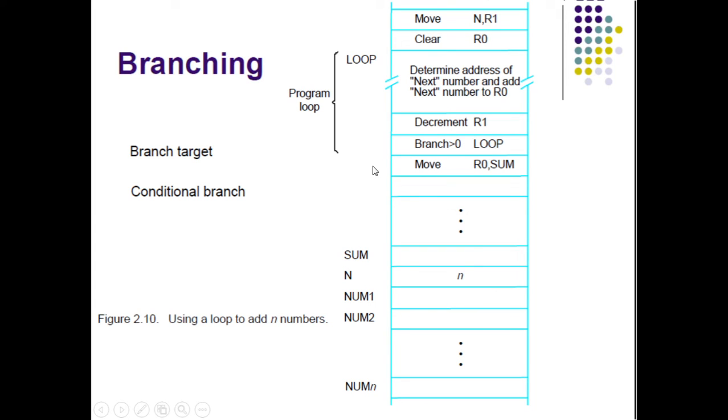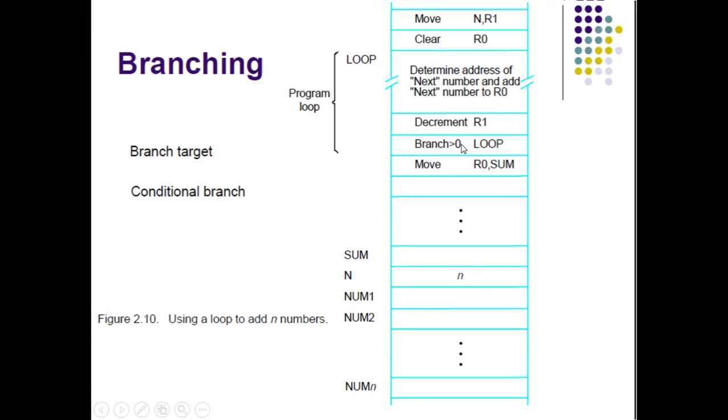Loop is not sequentially next. Loop is pointing to the starting of this loop body, that is here. That means this loop memory label is not sequentially next. This loop is pointing to the starting of our loop body. Here it is. So whenever this branching condition becomes true, we want to perform a branching.